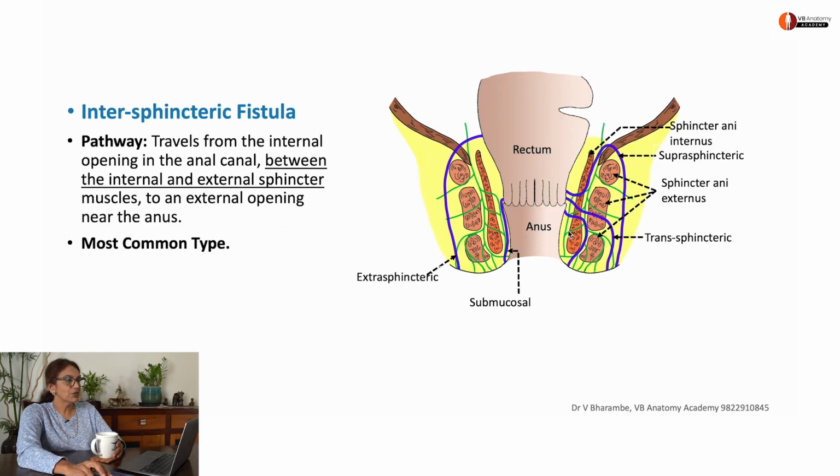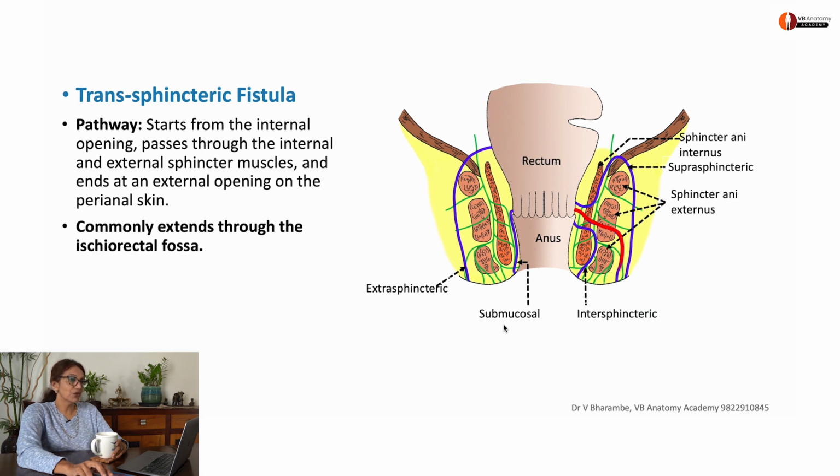This intersphincteric one here connects inwards into the anal canal, passes in between the sphincters to open on the surface. This is the most common type of fistula. Then you have the transsphincteric. It is going to pass through both the sphincters, connecting again the lumen to the surface. It extends and passes through the ischiorectal fossa.